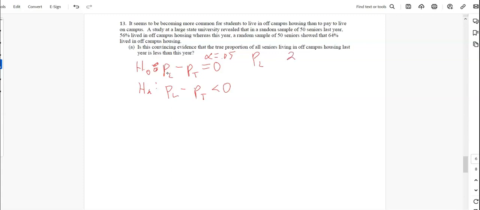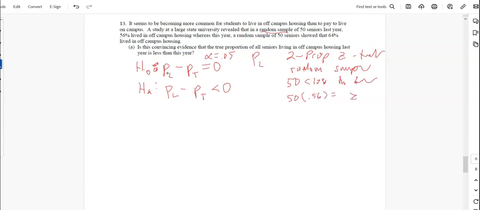So check, name the test. This is a 2-prop z-test. Check the conditions. Does it say something about a random sample? Yes, so random sample. Okay, less than 10%, so 50 in both cases is less than 10% in both, for both this year and last year. And then NP, so this would be 50 times 0.56.